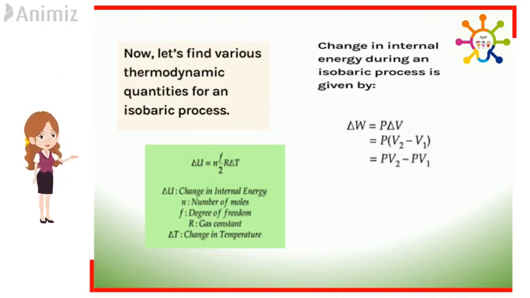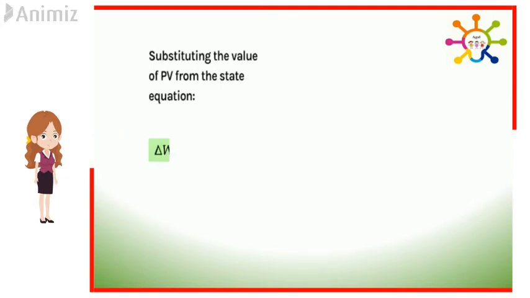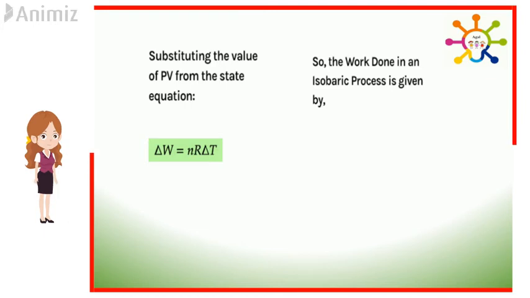Work done during the isobaric process is given by del W equal to P into del V, where del V is V2 minus V1, P into V2 minus P into V1. So del W is equal to P into V2 minus P into V1. In another way we can write, we know that PV equal to nRT. Therefore del W is equal to nRT2 minus nRT1.